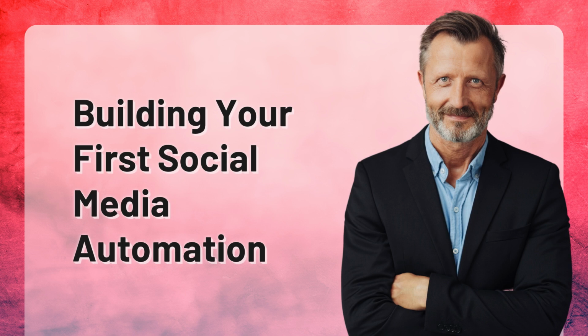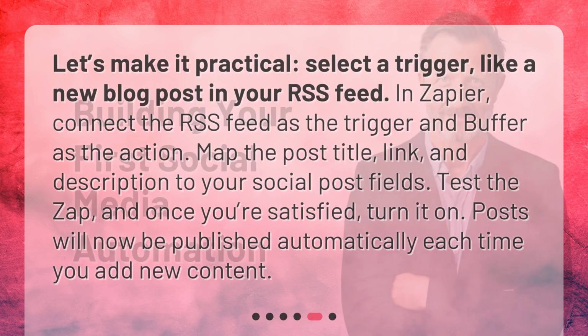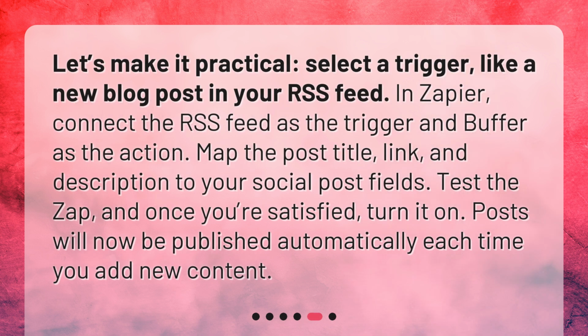Building your first social media automation. Let's make it practical. Select a trigger, like a new blog post in your RSS feed. In Zapier, connect the RSS feed as the trigger and Buffer as the action. Map the post title, link, and description to your social post fields. Test the Zap, and once you're satisfied, turn it on. Posts will now be published automatically each time you add new content.